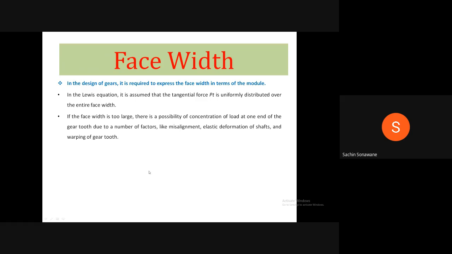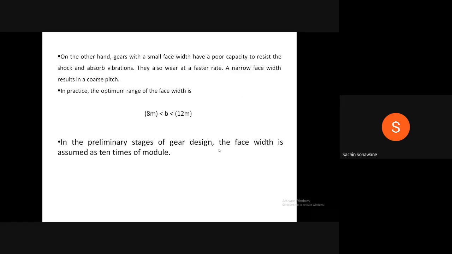Therefore, we have to use a proper face width so that there is no misalignment, elastic deformation of shafts, or warping of gear tooth. On the other hand, gears with a small face width have a poor capacity to resist shock and absorb vibrations. They also wear at a faster rate. A narrow face width results in a coarse pitch.